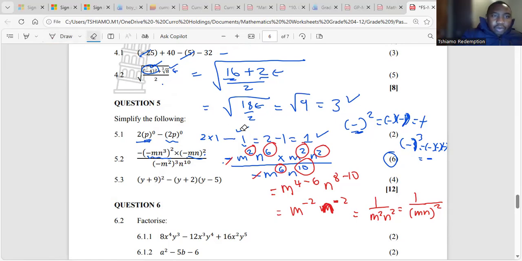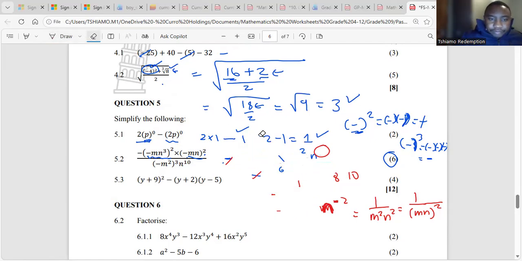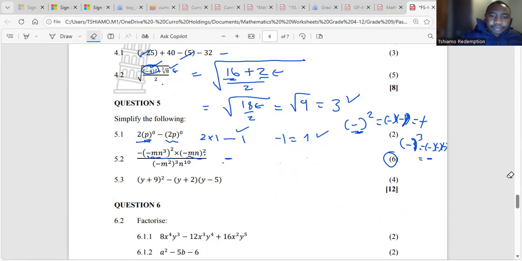Okay, moving along. Okay, with this one, simplification, you're going to just multiply in.